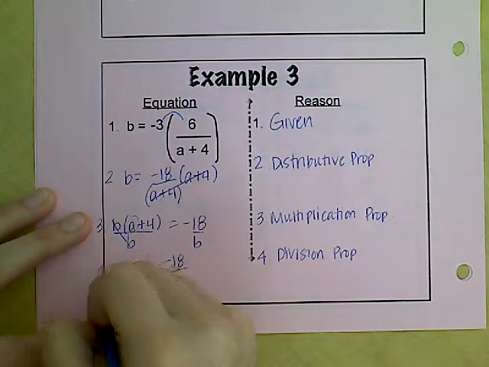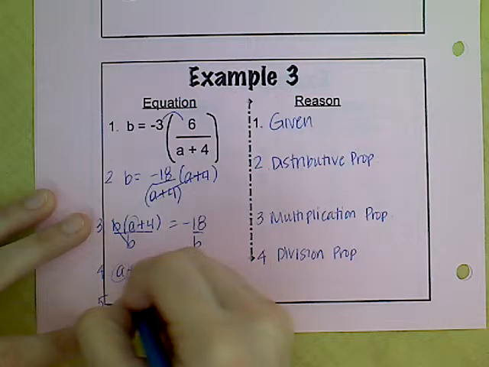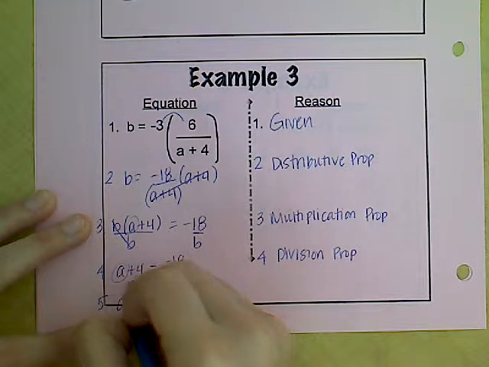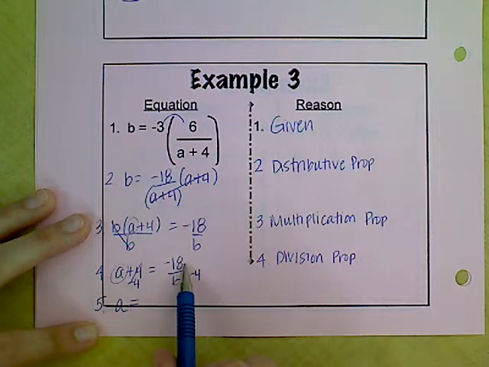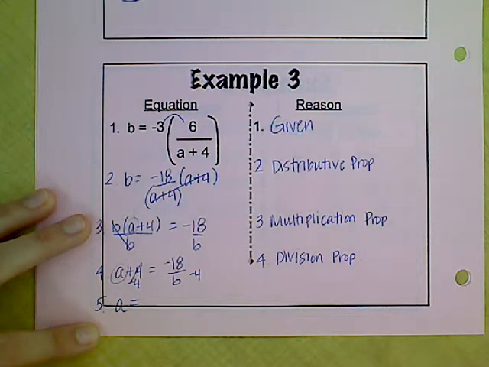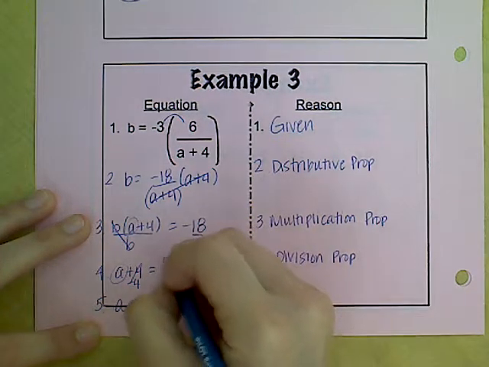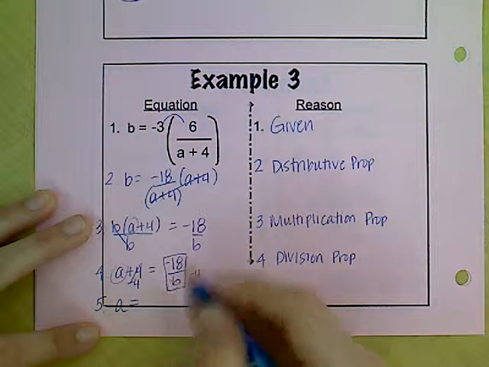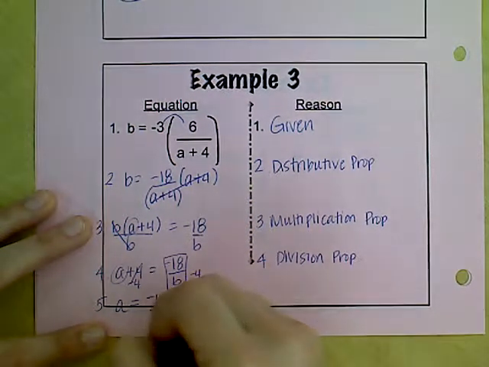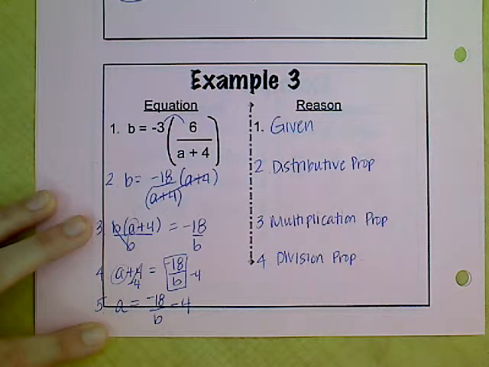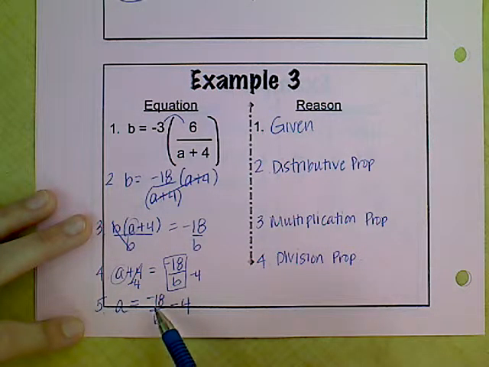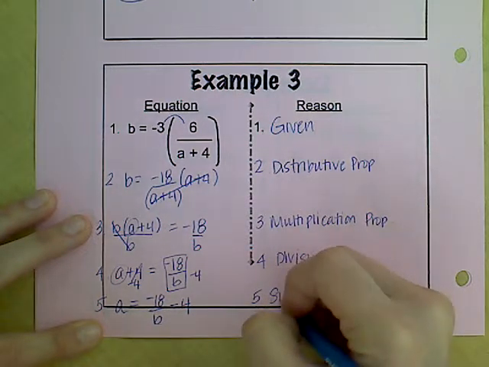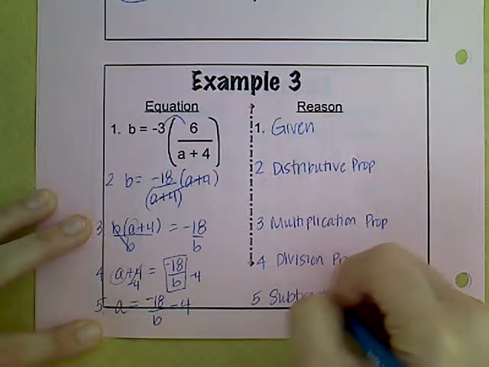Lastly, I need to get a completely by itself by subtracting 4 from both sides. Now, what a lot of you might want to do is take -18 minus 4 all over b. But you have to think, this is just one number now. -18 over b is a number in itself. So we're just taking that whole number and subtracting 4. So your answer should look like -18 over b minus 4. And that is by the subtraction property.